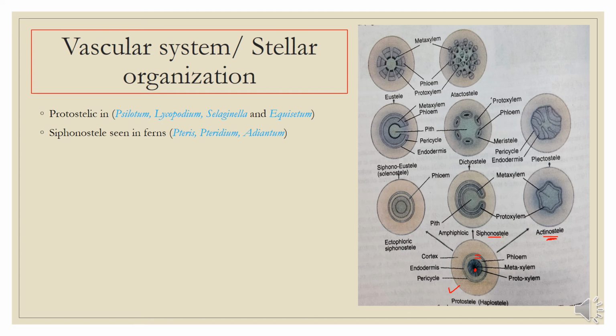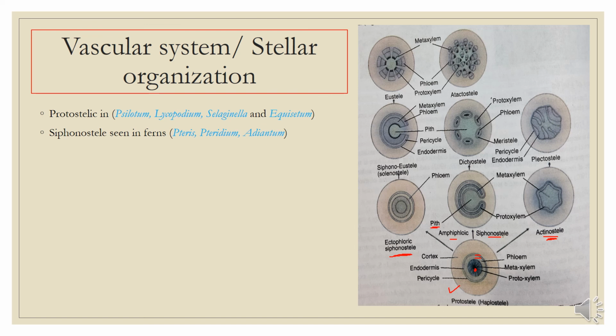And when a pith develops inside, and the entire stele is surrounded by the endodermis on all sides, it is called the amphiphloic siphonostele. And when the pith appears, but only the outer region of the stele has the endodermis, then it is called the ectophloic siphonostele. That is, only on the outer surface is the endodermis present.